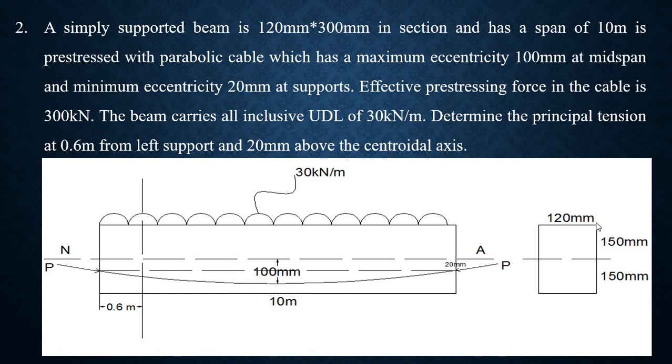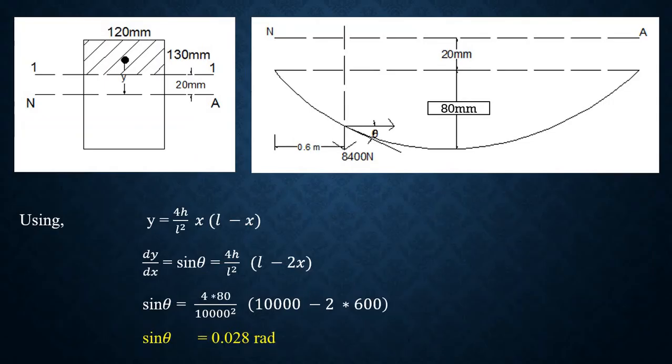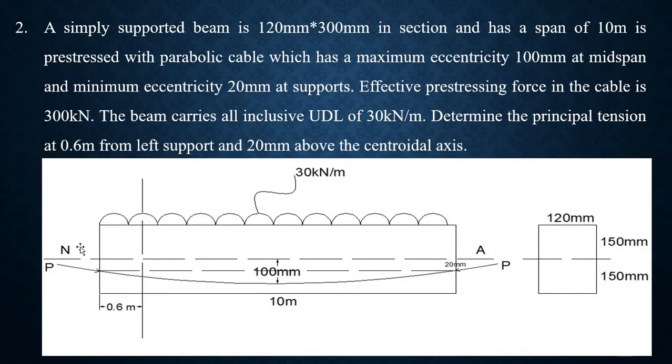Okay, then this is a cross section 120 mm by 300 mm. I have just divided 300 into 150 above the neutral axis, 150 below the neutral axis. Okay, I forgot to say this. As we need to determine the principal tension at 0.6 meter distance from left support, I have just marked it. From the left support I have taken a section of 0.6 meter.